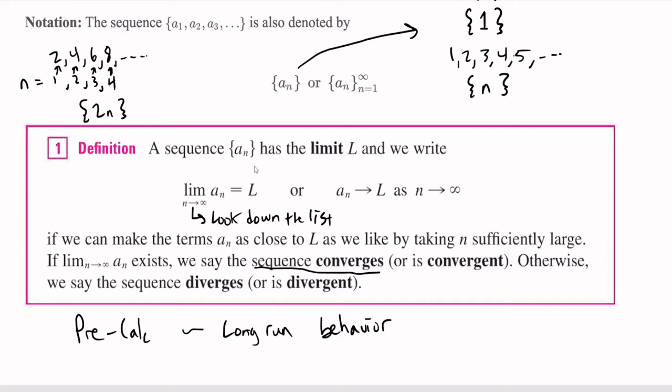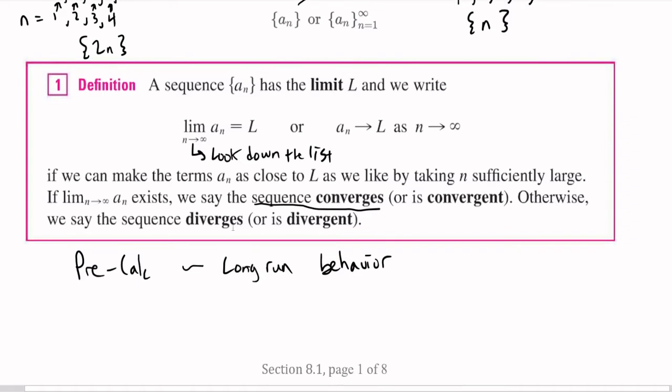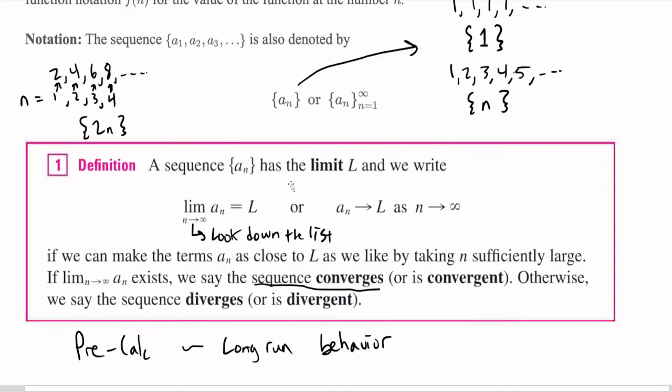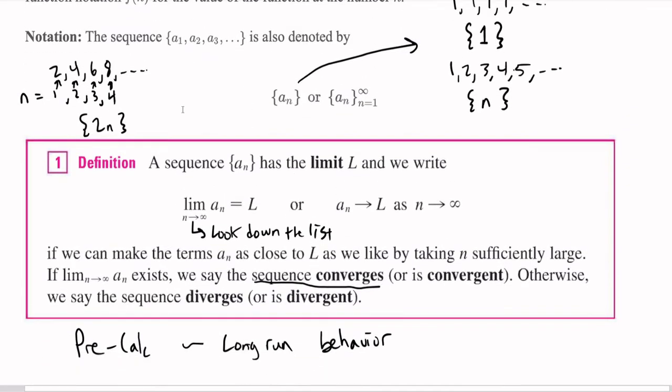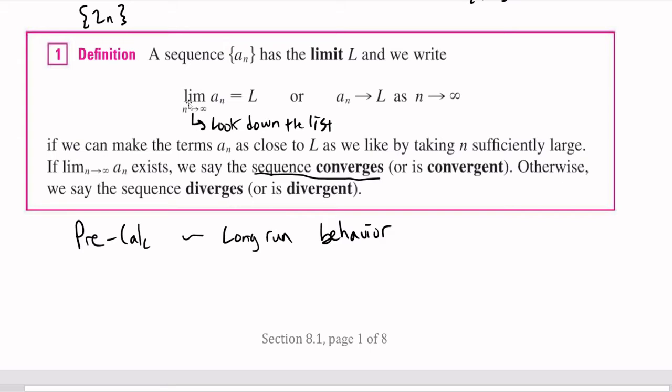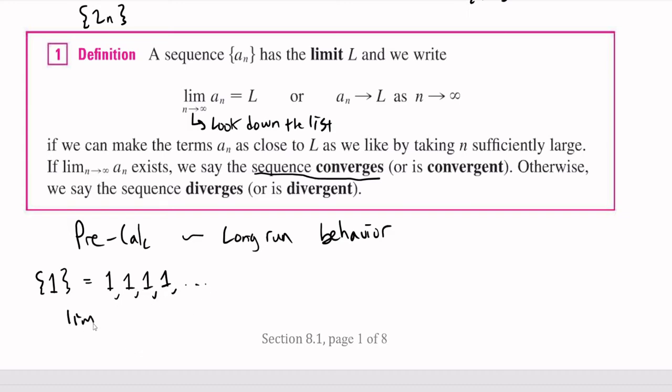So I look down the list of my sequence. What's happening? Let me talk to you about a couple of these examples. Let me give you an extra one too, just to get you thinking about some of these different ones we could do. So the sequence 1, right? That was just 1, 1, 1, 1 forever. Okay, so then what's the limit? The limit as n goes to infinity of the sequence 1 is 1.